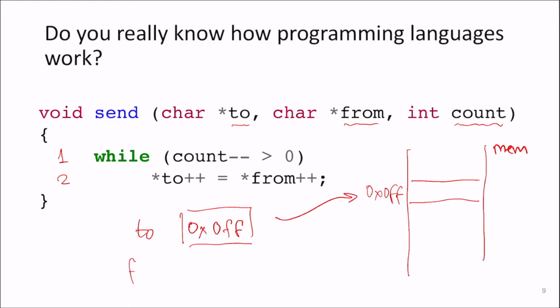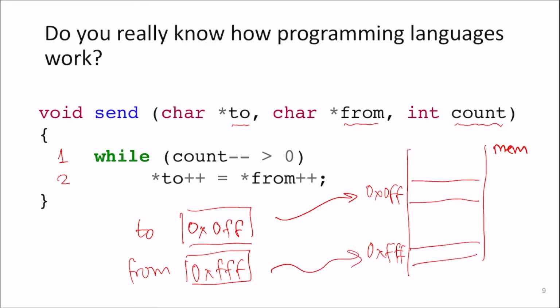Let's say that from is a different memory location, fff. What it's going to do is take each element from this location and copy it over to this location. Then it's going to increment the pointers from and to the next one, and copy this location over to this one, and so on. It does this count number of times, so you need to tell it how many you need to copy.